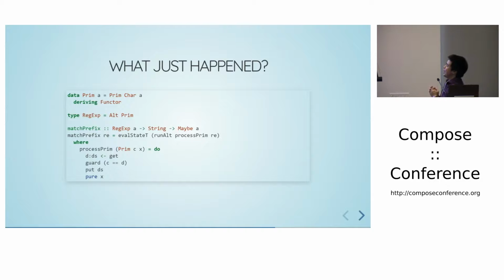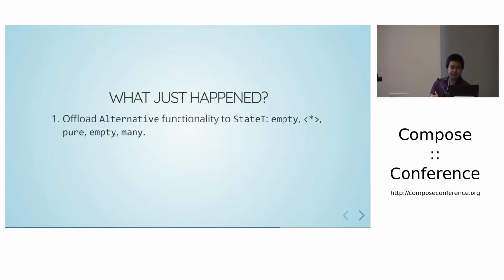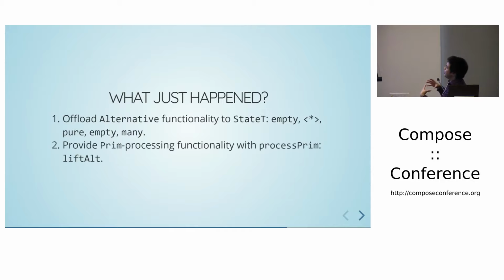But let's take a step back. This kind of looks like cheating, right? Because who implemented the backtracking? Who implemented the state machine? Who implemented the sequencing? What happened was that all the alternative functionality was implemented by StateT. Whoever implemented the transformers library did all that for us. All we need to do is provide the processPrim to interpret the Prim. So components 1, 2, 3, 4, 5 were handled by StateT, and we implemented the sixth missing piece.